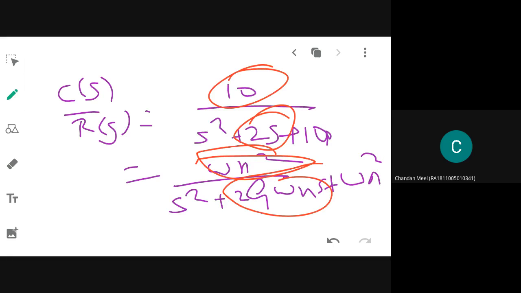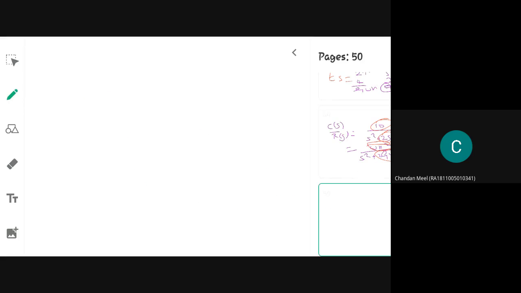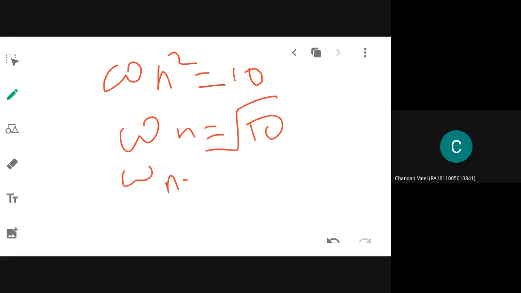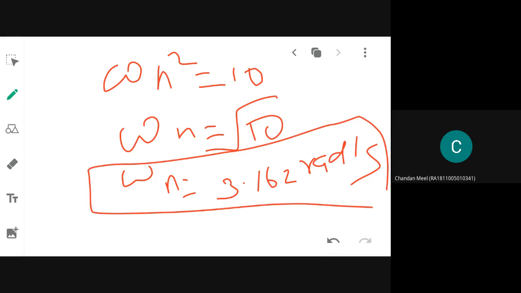Omega n squared is equal to 10. So omega n is equal to square root of 10. So what is omega n that you are getting? I think 3.162 radians per second. We will continue this problem in next class. So you have to remember all these things. You make a note: omega n is equal to 3.162.